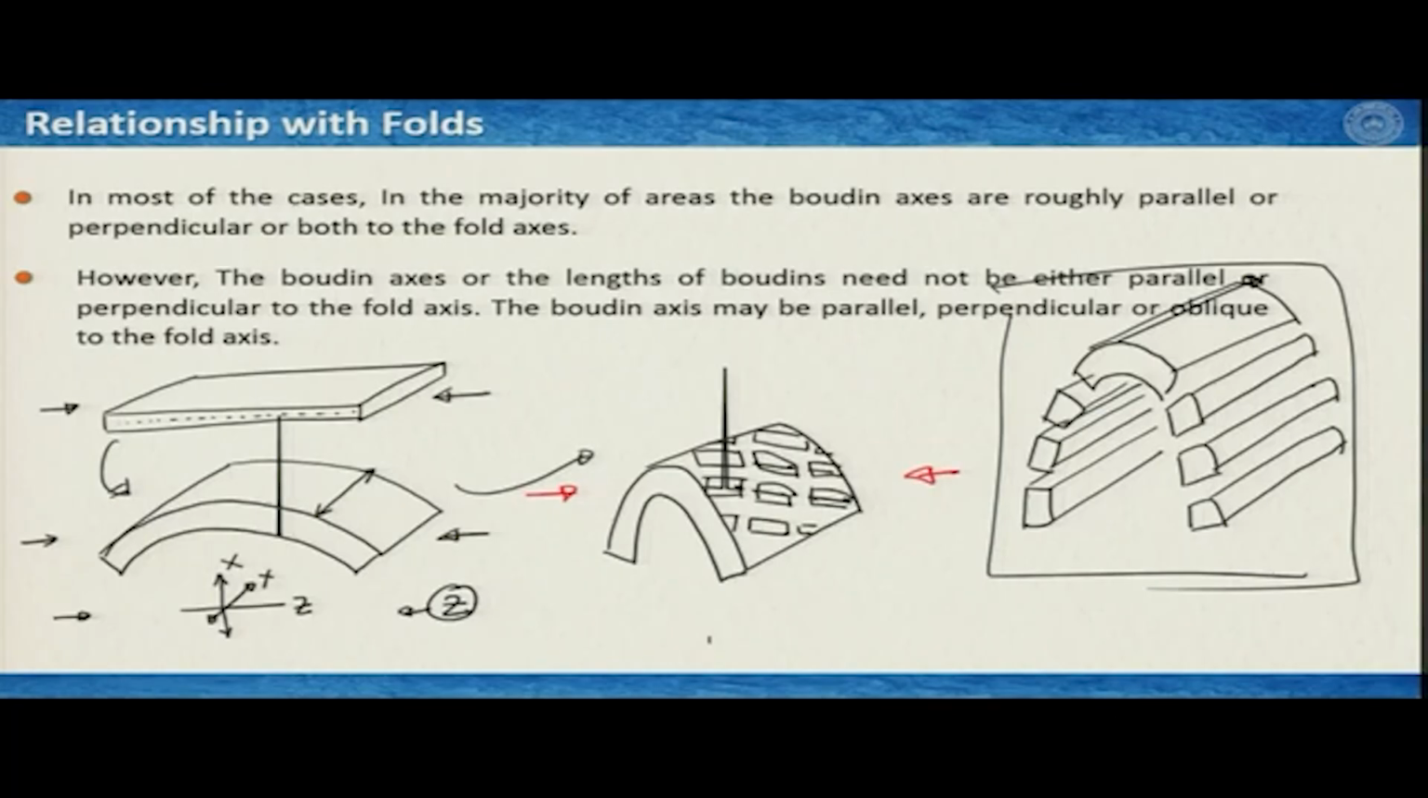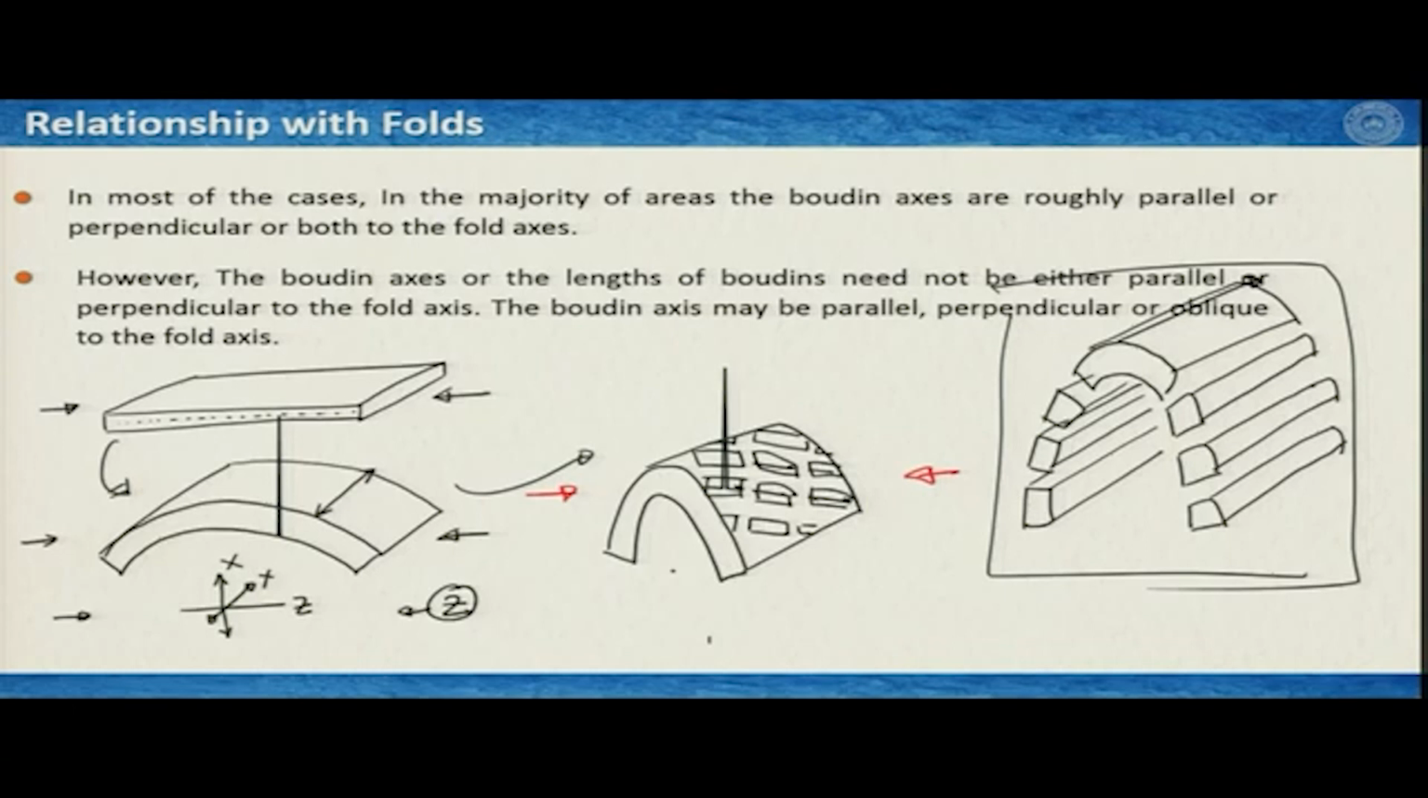Now, you can also think of the pinch and swell structures and extension fractures, Boudinage, in which the Boudin axis is parallel to the fold axis. They cannot form at the initial stage of the folding process. As you can see here, when the fold is pretty open, we do not have any possibility of the Boudin. The Boudins generally form at a later stage of folding, when the limbs of the folds have entered the extensional field.